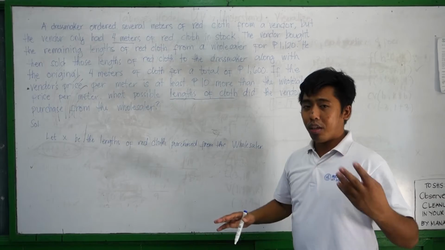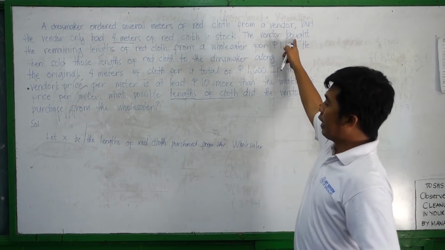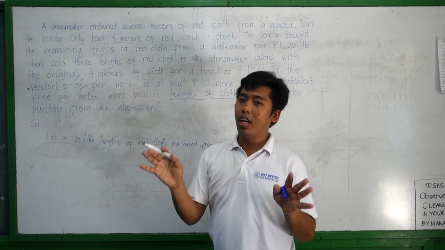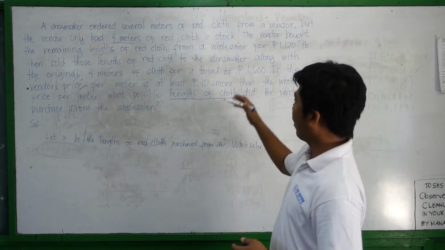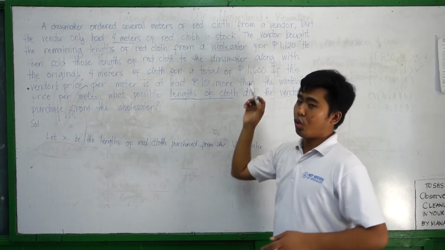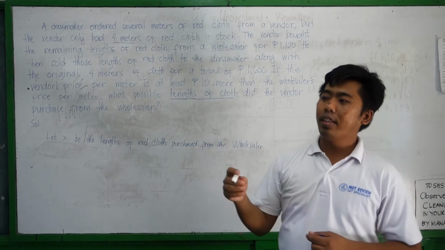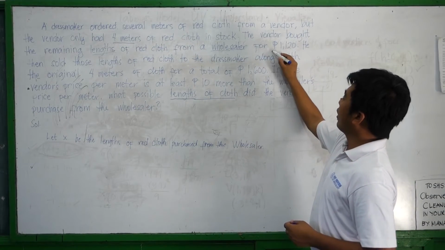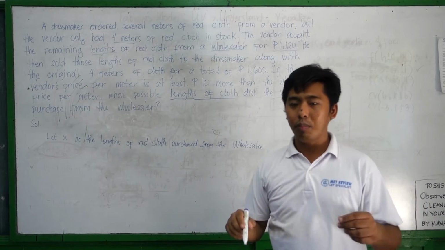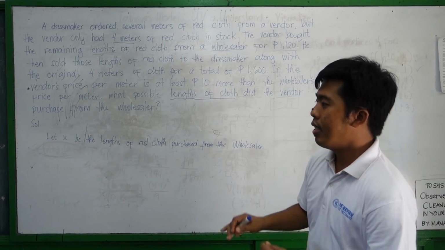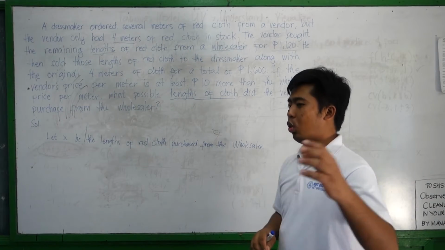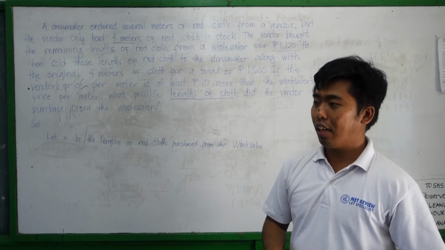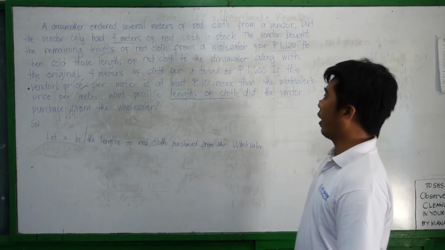Now, what the vendor did was buy the remaining lengths of red cloth from a wholesaler, but it is not indicated how many. So he bought the remaining cloth from the wholesaler. Now, what he paid is 1,120 pesos. So, meaning, the vendor bought the remaining cloth, then paid 1,120.